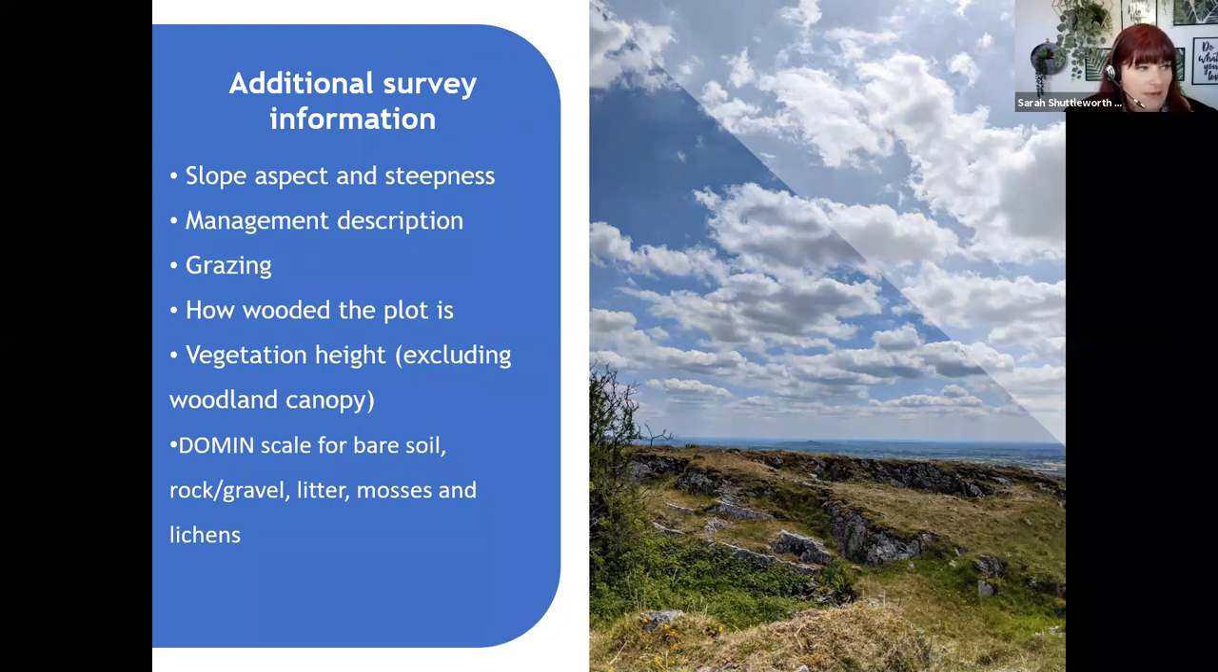Management is sometimes very obvious and at other times not so much. So are there livestock, evidence of ditch clearance, hedge cutting, coppicing, etc.? And if there is evidence of grazing, how intense is it?